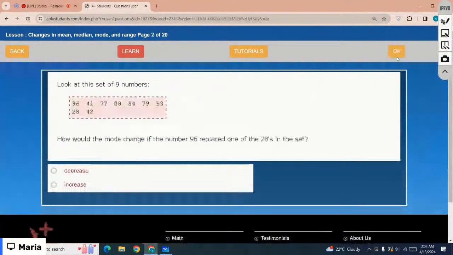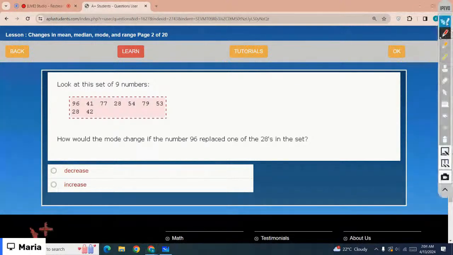Look at the set of 9 numbers. How would the mode change if the number 96 replaced one of the 28s in the set? First, calculate the mode as it is, right? Mode is the number that appears most often in the given data. 28 appears twice in the data, right? So 28 is the mode. Now, one of the 28s is replaced by 96.